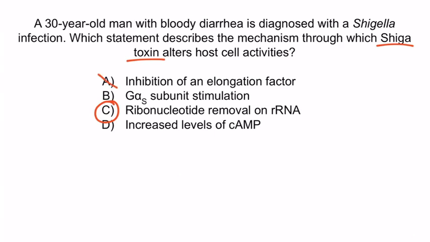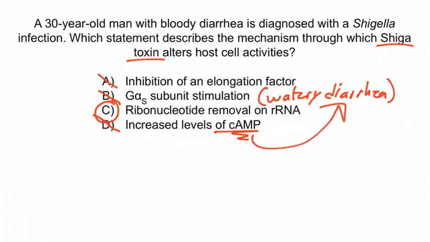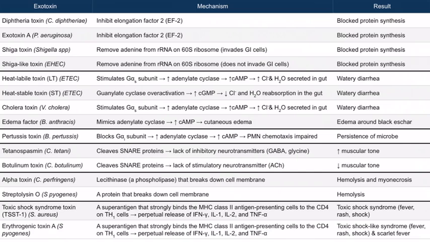Choice A is incorrect because this describes the mechanism of the diphtheria toxin and exotoxin A of Pseudomonas, which inhibit an elongation factor. Choice B is incorrect because this describes the mechanism of the cholera toxin and the heat labile toxin of enterotoxigenic E. coli, both of which stimulate the G-alpha S subunit, which then leads to adenylate cyclase overactivation, which then leads to overproduction of cyclic AMP and watery diarrhea. And choice D is also incorrect, because increased levels of cyclic AMP is part of that mechanism for causing watery diarrhea. Now let's discuss the exotoxins that mess with neurotransmission, tetanospasmin and botulinum toxin.